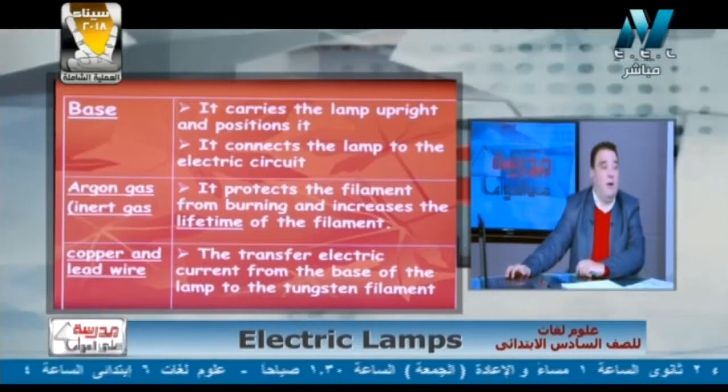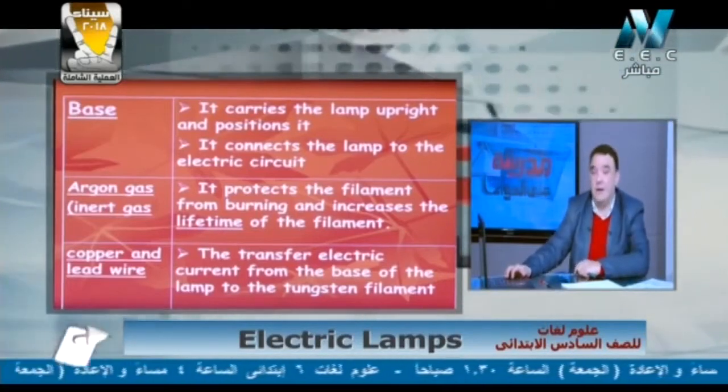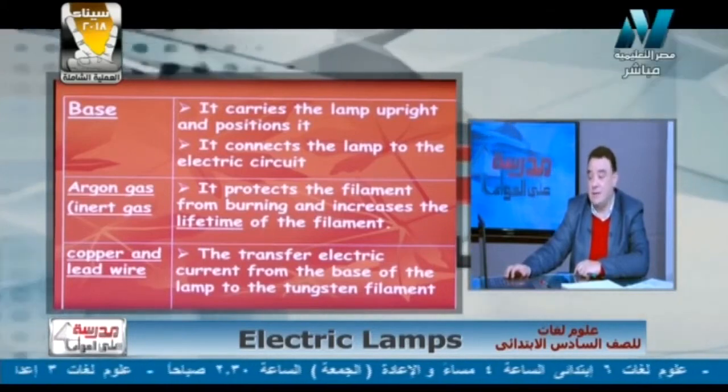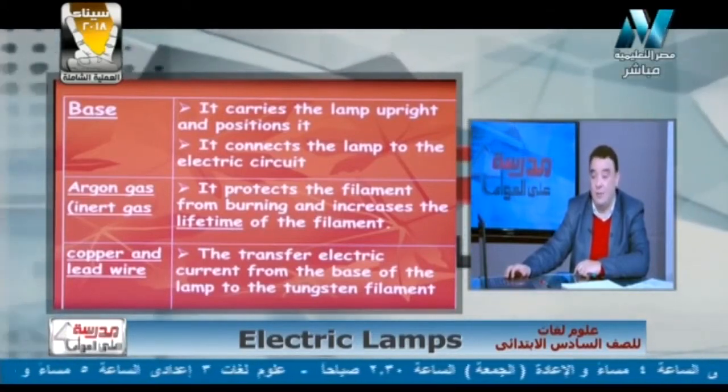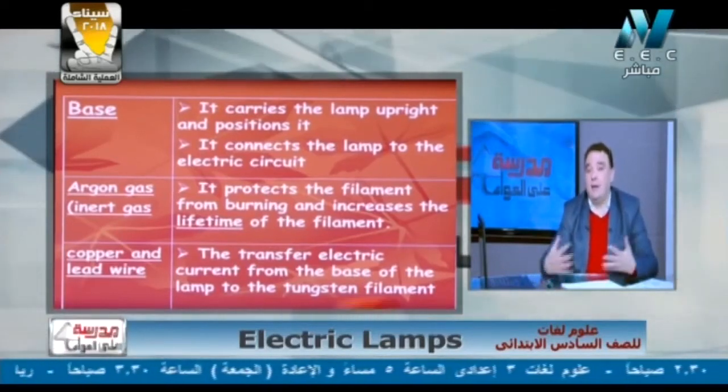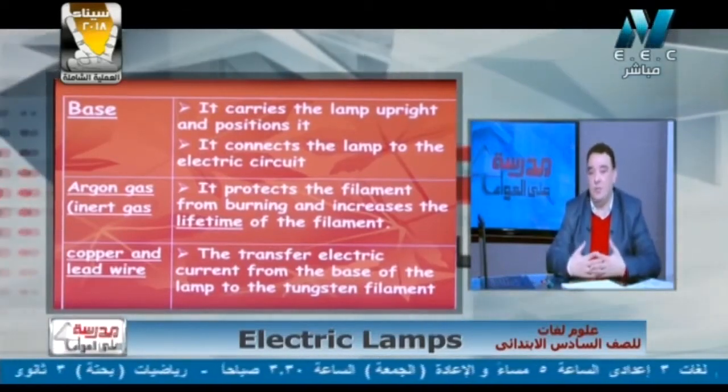What about the argon gas, or the inert gas? It protects the filament from burning and thus increases the lifetime of the filament, and so increases the life of the light bulb. So the argon gas complements the glass bulb, and both have a very important function: to increase the lifetime of the bulb. How come? Because the argon gas prevents burning, and also the glass bulb prevents air from reaching the filament.